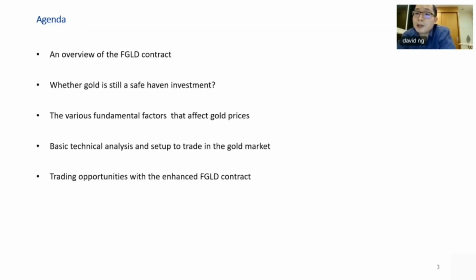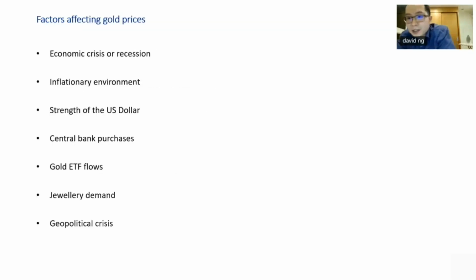But again, ultimately we are still looking at the gold fundamentals. It doesn't really matter which market we use as a reference point, but ultimately we need to go down into what the fundamentals are that drive the gold market. So these are some of the factors that affect gold prices. Mainly, the key factor is always the role of gold as a safe haven.